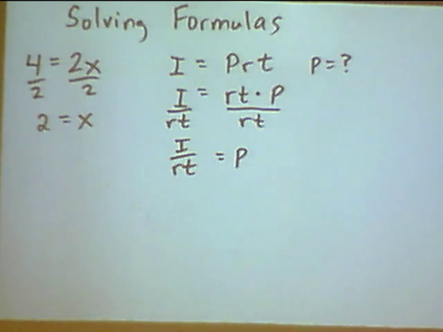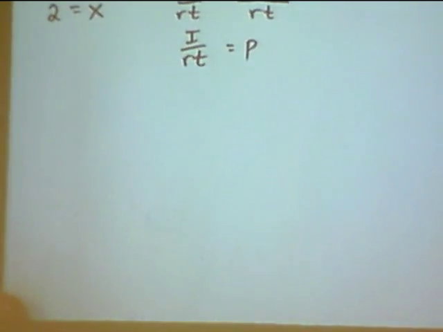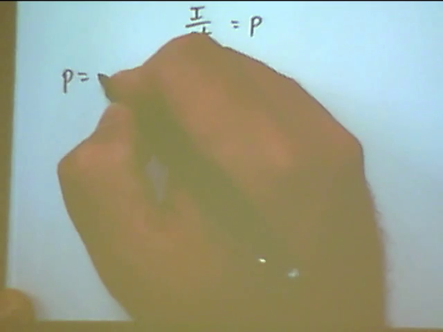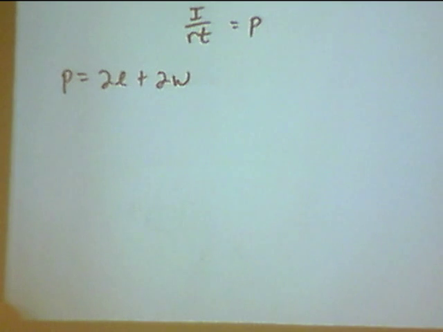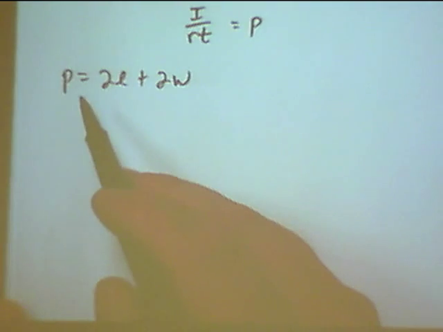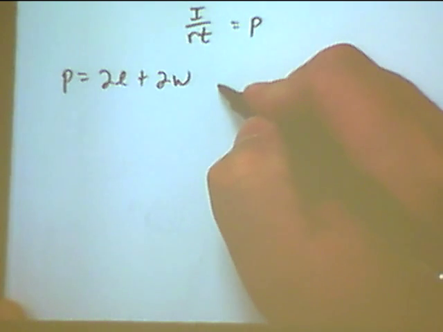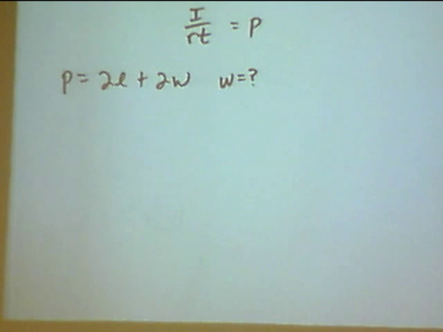Let me do a few more examples just so you get the feel for it. How about this one? P equals 2L plus 2W. This is actually the equation for the perimeter of a rectangle. But before I do this, now here I have 3 variables, P, L, and W, and I want to solve for W. So somehow I want to rearrange this equation or this formula to get W by itself.